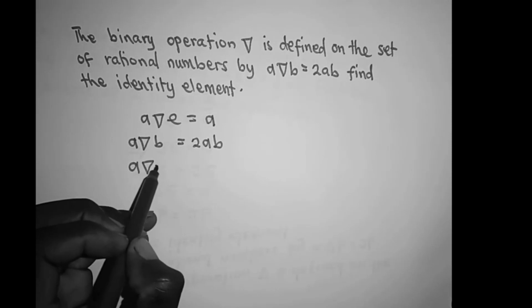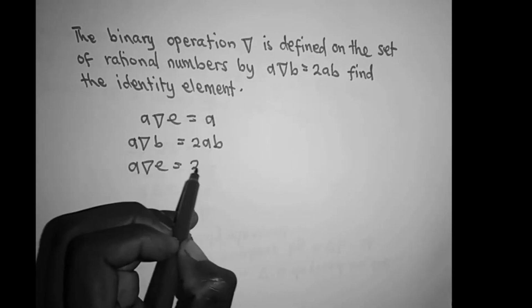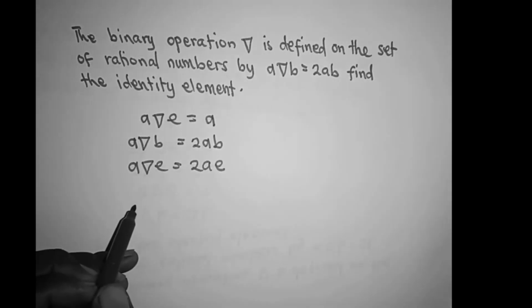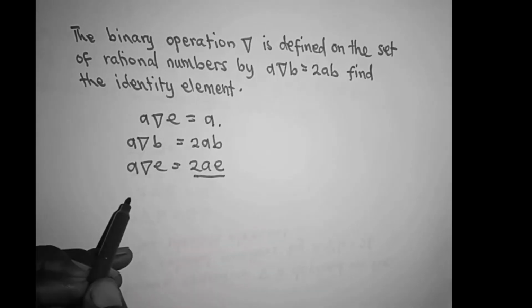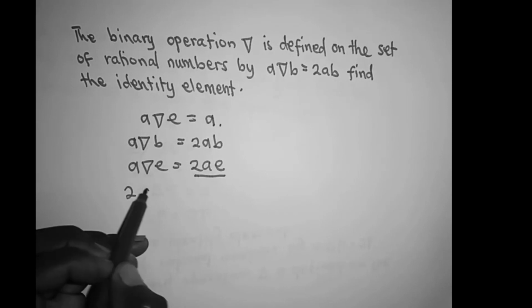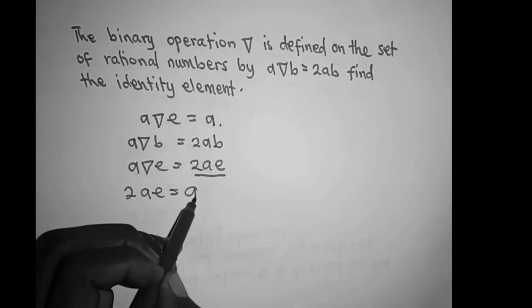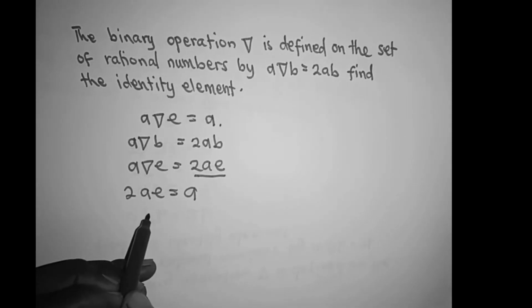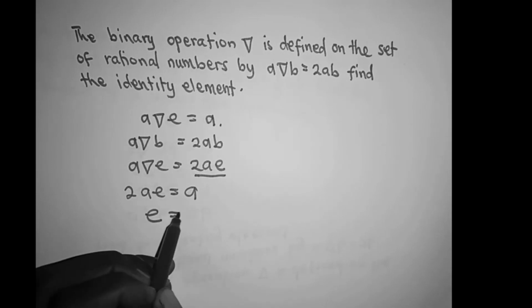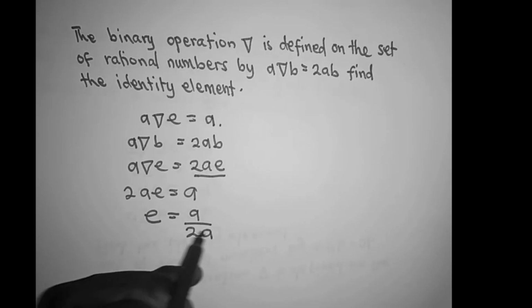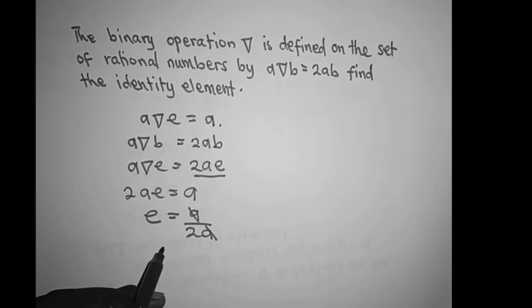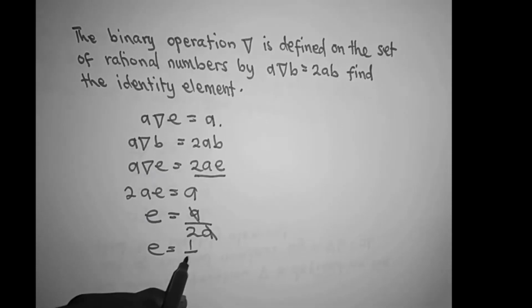So A operation E equals 2AE. Then we'll equate this result to A. So 2AE equals A. We can now find the identity element: E equals A over 2A. So A and A cancel and E equals 1 over 2.